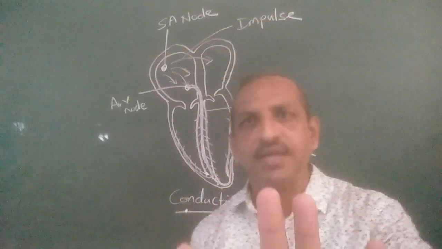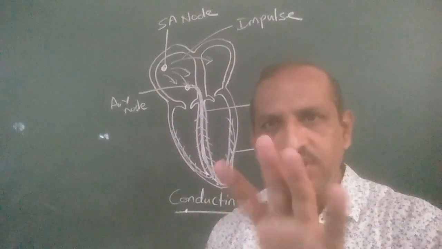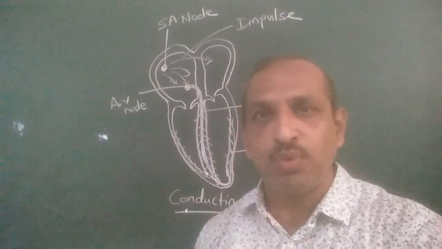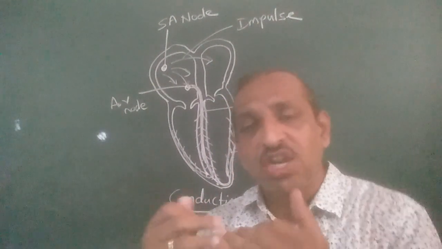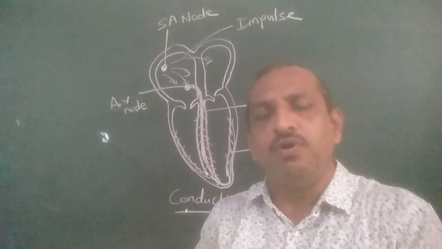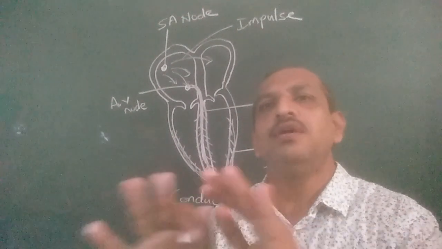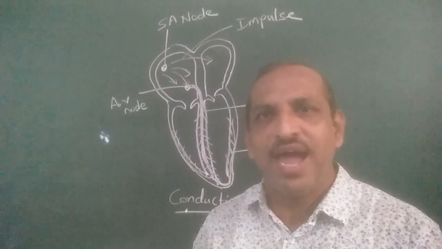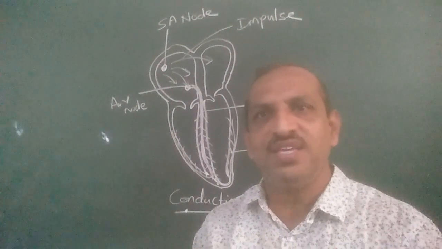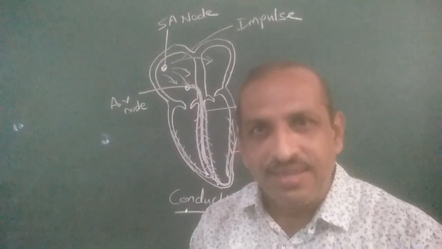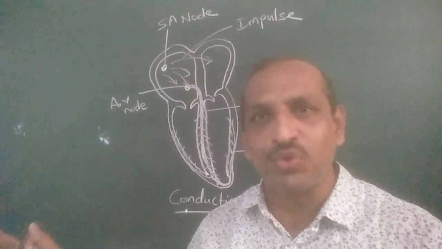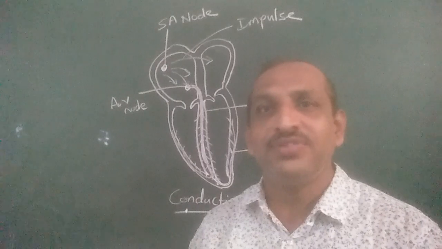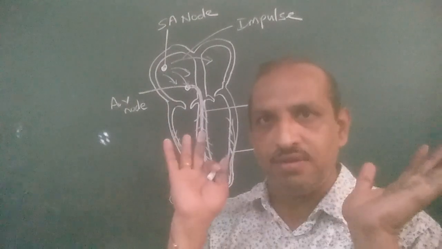Now, this conducting system, consisting of four different components, is responsible for the generation of the impulse and for spreading this impulse over the total wall of the heart chambers. By the stimulation of this impulse, what happens? The heart chambers contract and relax, contract and relax. That means the heart shows the pumping action.